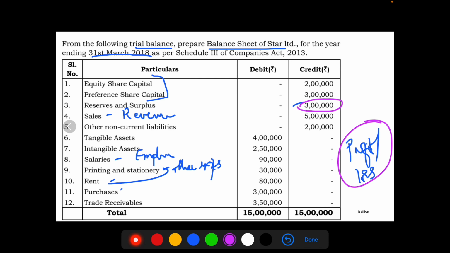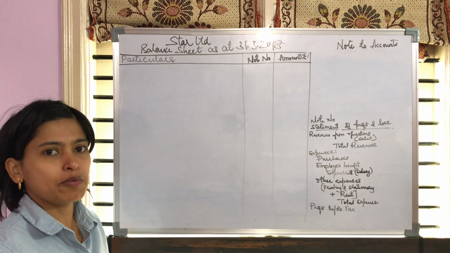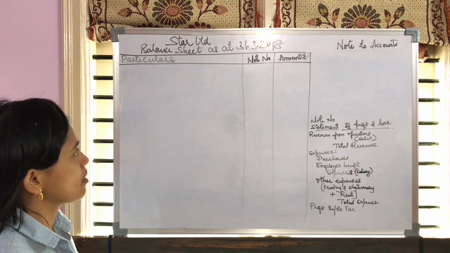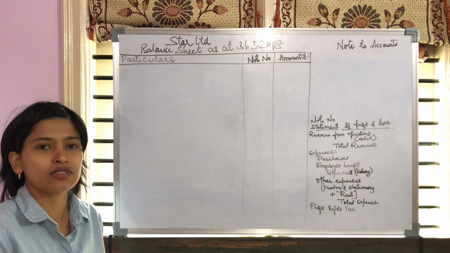Next, we have other non-current liabilities. So other non-current liabilities will come under non-current liabilities. We will write the amount directly. Tangible, intangible. Again, both the information we will write it directly under fixed assets. And the last one being trade receivables. So trade receivables will be written under current assets. Students, let's prepare the solution for Star Limited balance sheet as of 31st March 2018.